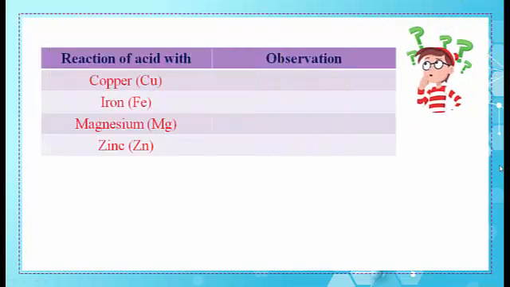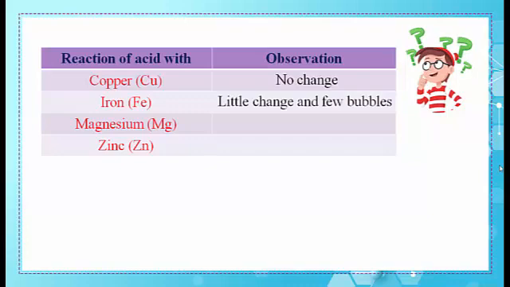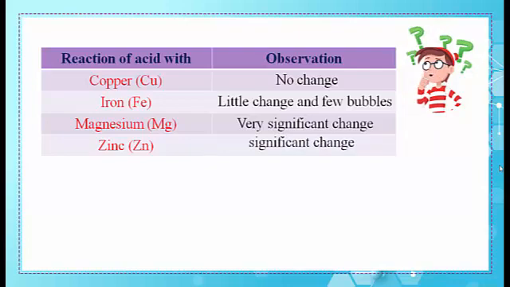Now, let's record our observation in a table. When we placed a copper metal in the acid, what was observed? No change took place. It means there is no reaction between copper and the acid. When we placed iron in the acid, a little change was observed and few bubbles were produced. Also, when we put magnesium in the acid, there was a very significant change. And when zinc was placed in an acid, there was a significant change in the test tube.